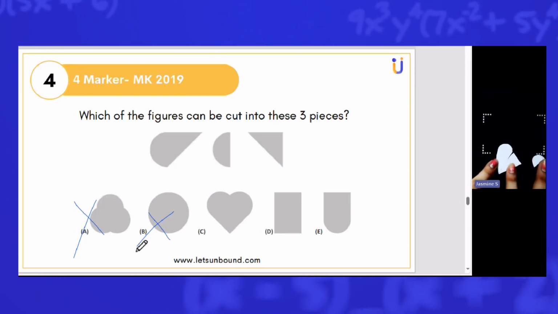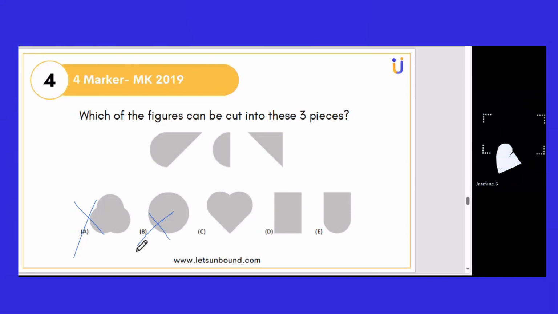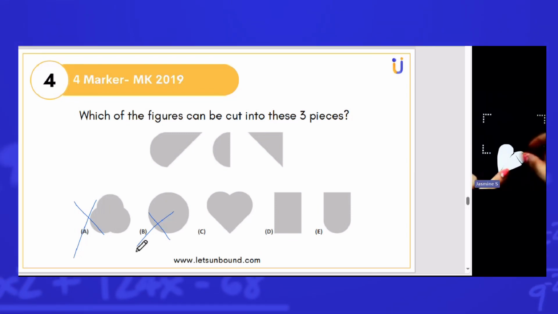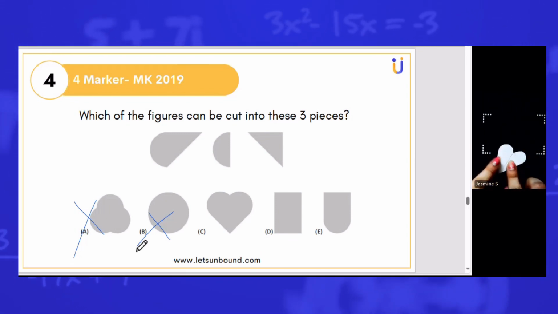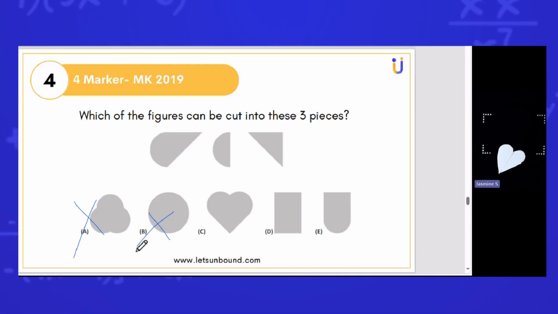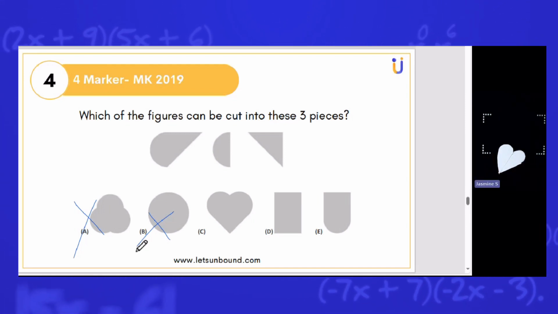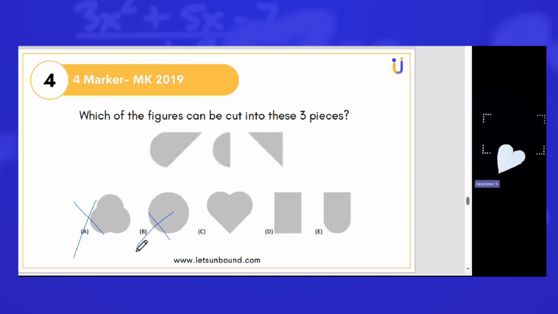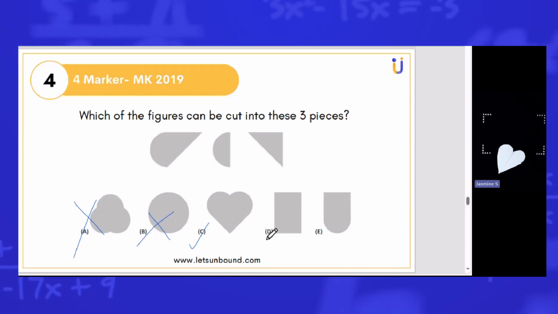Can we arrange this like this? And can you see the similar option in the question? Yes, it's option number C. So the correct answer of this question is option number C.